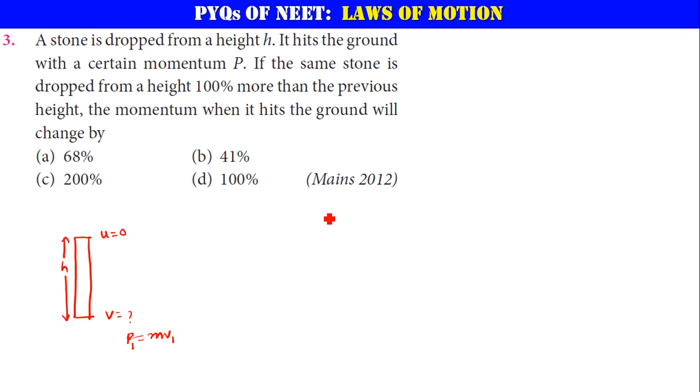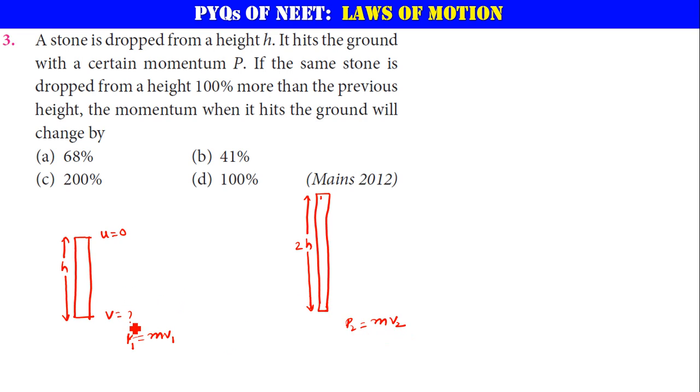And in the second case, you are actually increasing the height by one more time. That means 100% more. That means what? The height is supposed to be one more time extra. That means the height of the tower or something else can be h plus h, 2h. Okay. Now let us say in this case the momentum is p2. That is m into v2 because you are throwing the same stone.